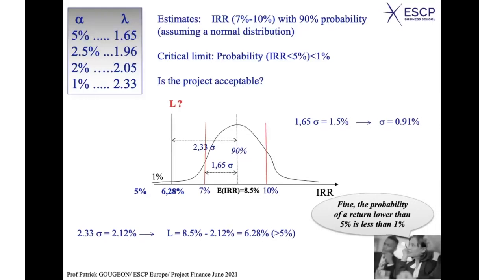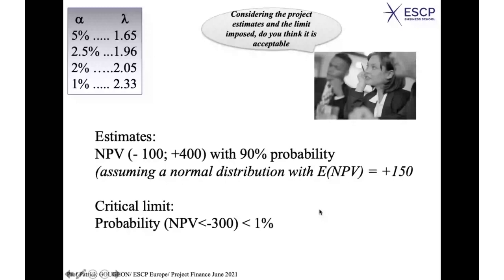Let's have another exercise to make sure you have understood. I'm not going to spend time on it, but you can try to do it yourself. Here I'm using the NPV. Your estimate is within a range of minus 100 and plus 400 with a probability of 90%, and therefore the expected net present value would be 150.